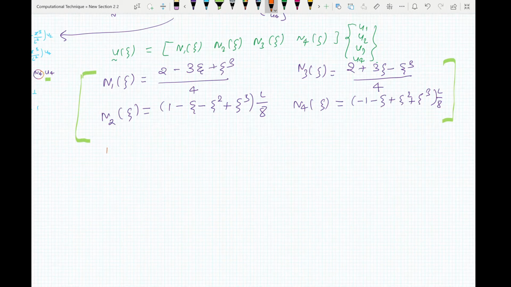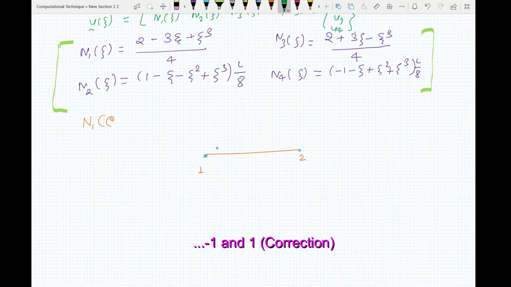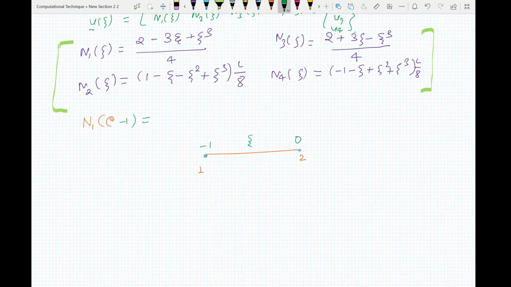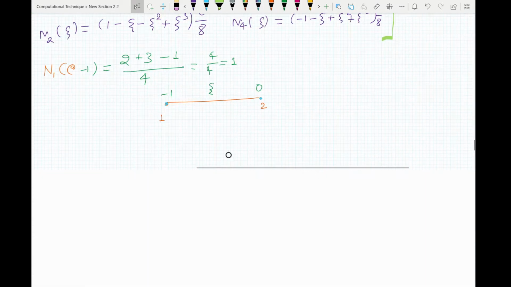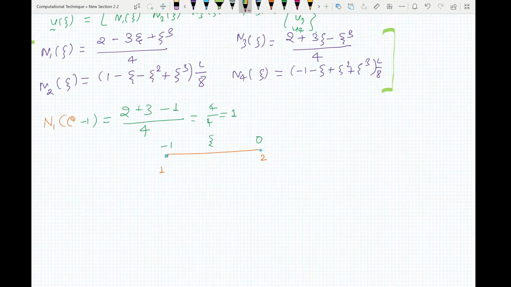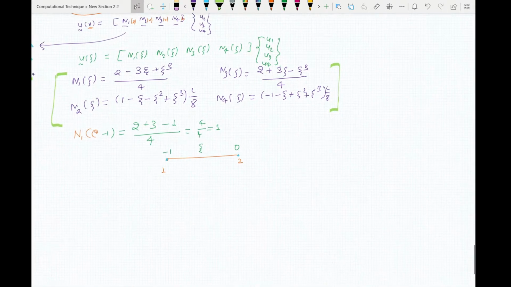And let's check the validity of shape function n1. In your xi coordinate system, this node is -1 and this one is 1. So your n1 at -1 should be equal to 1. Let's see. It will be 2 plus 3 minus 1, divided by 4. This equals 4 by 4, which equals 1. And your n1 at the other node must be equal to 0. You can check these properties for all the other degrees of freedom as well.